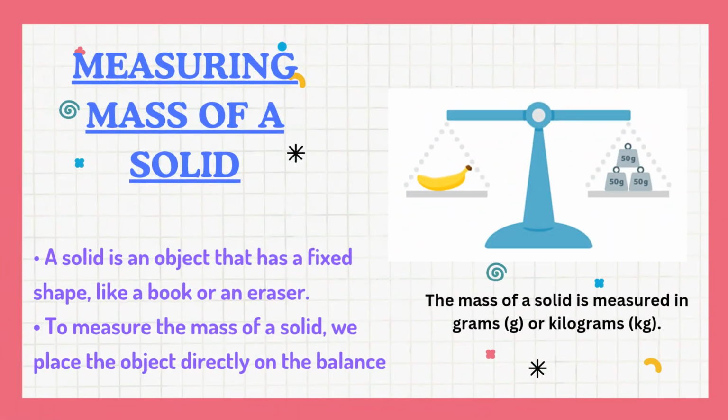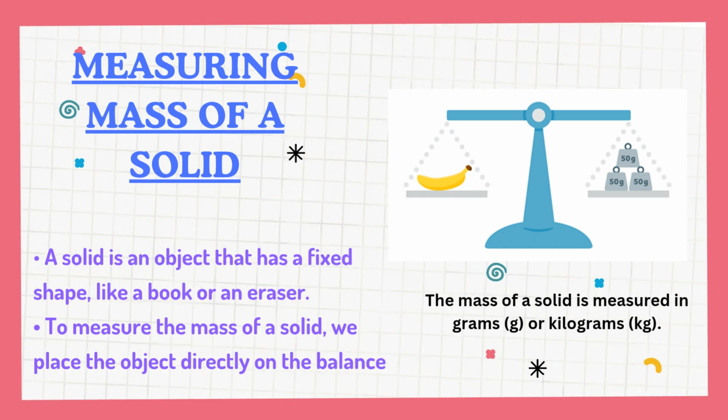Measuring the mass of a solid. A solid is an object that has a fixed shape, like a book or an eraser. To measure the mass of a solid, we place the object directly on the balance. The mass of a solid is measured in grams, g, or kilograms, kg.